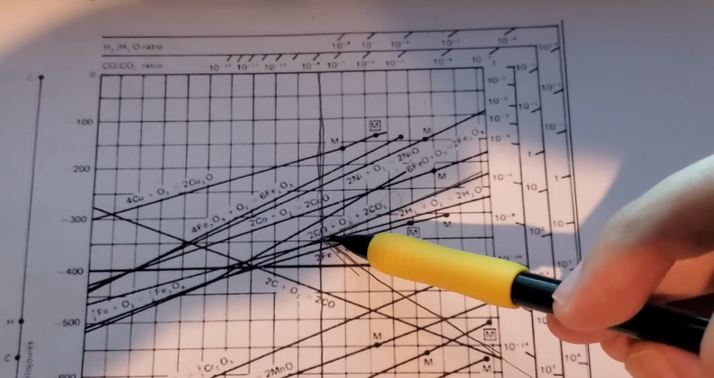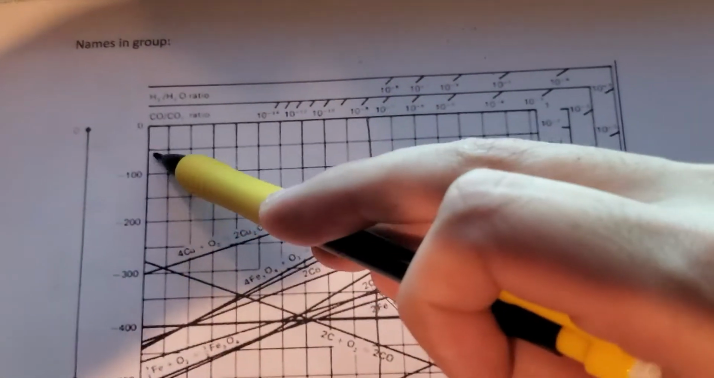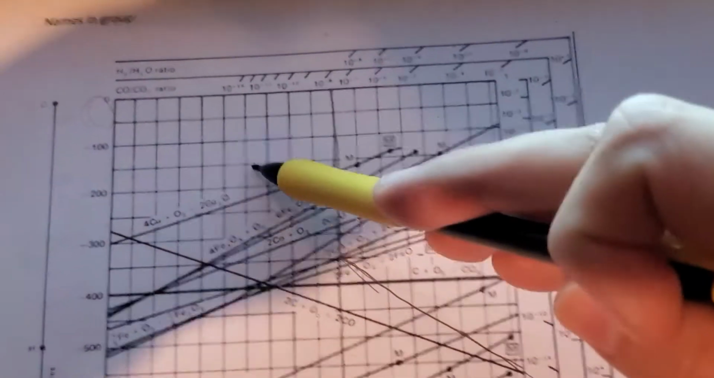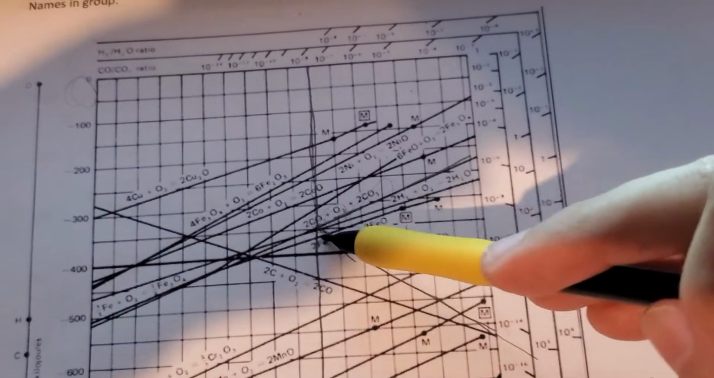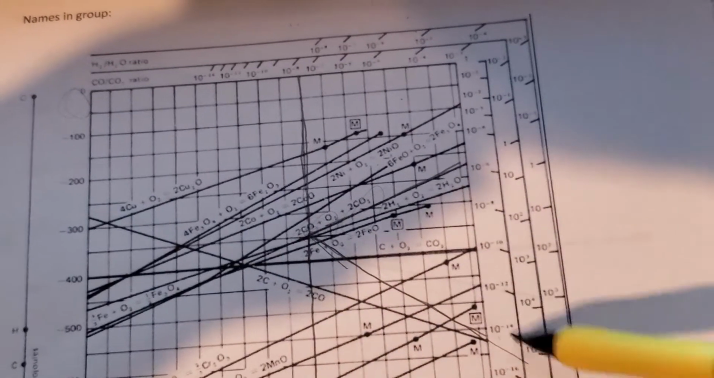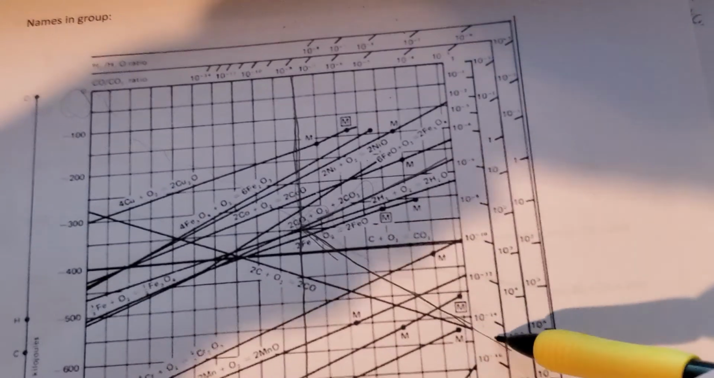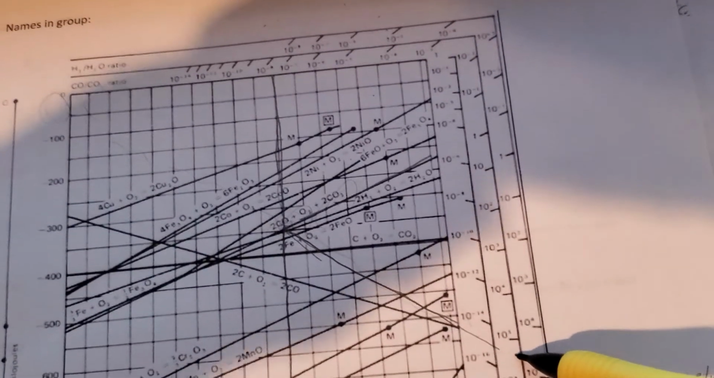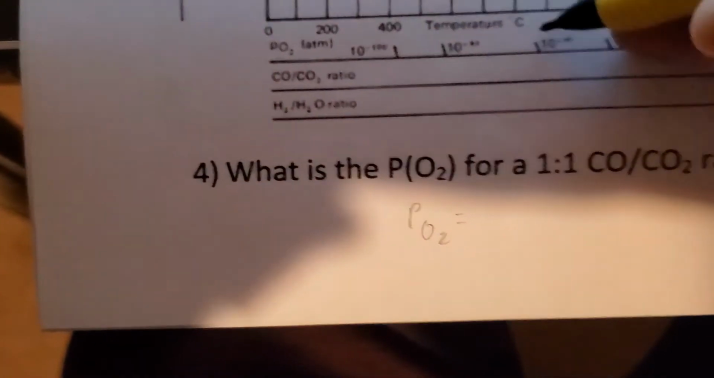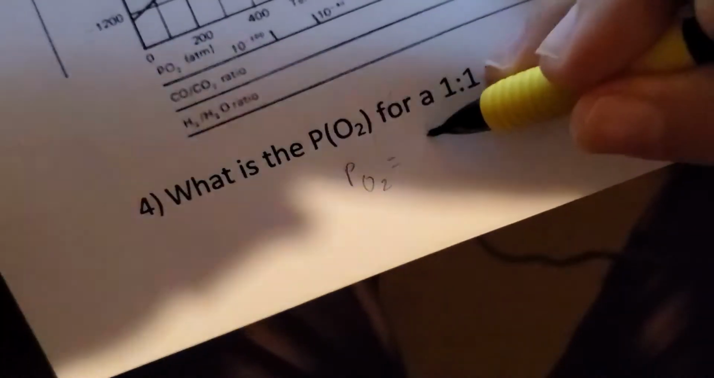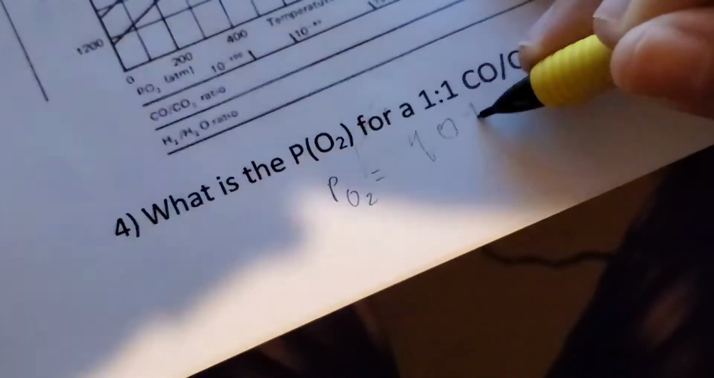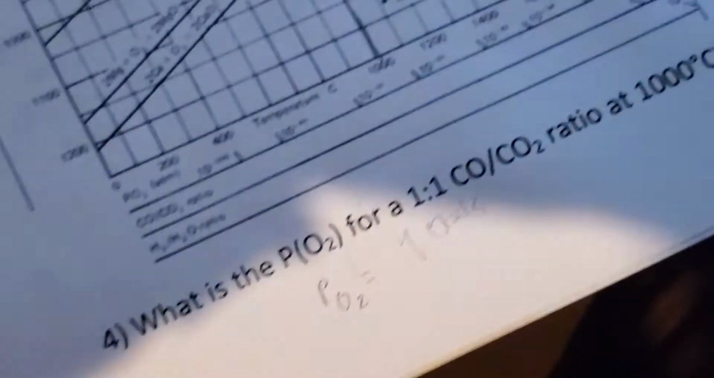You put the point of interception, and then you see the 0 right here. You just gotta find the curve or the diagonal that aligns to it. So for your answer, you would get 10 to the negative 15.